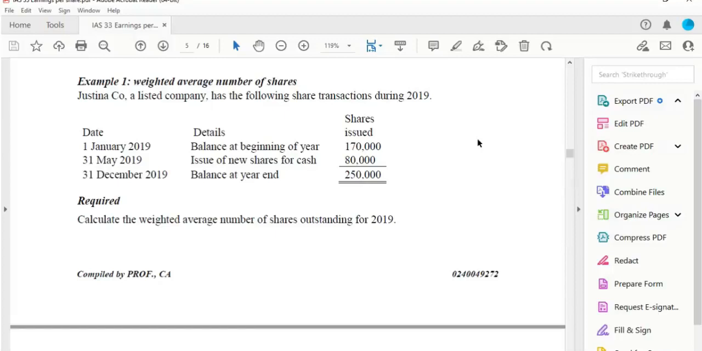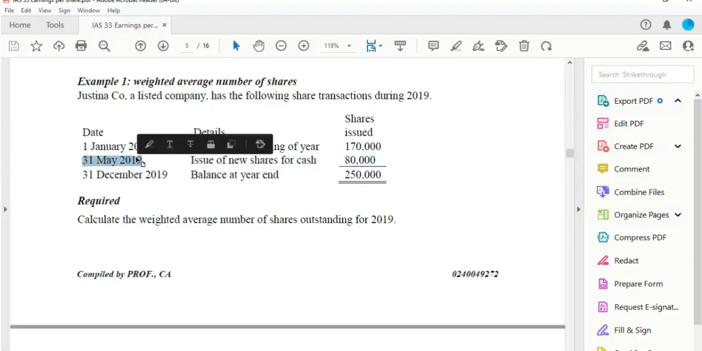Okay, so for method 2, 170,000 shares was in issue for the entire year, from 1st January 2019. So we'll do 170,000 times 12/12, and then plus the 80,000 shares that came in on the 31st May, meaning that it was there for 7 months.